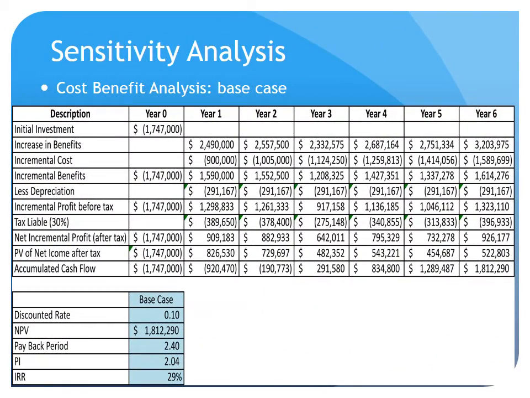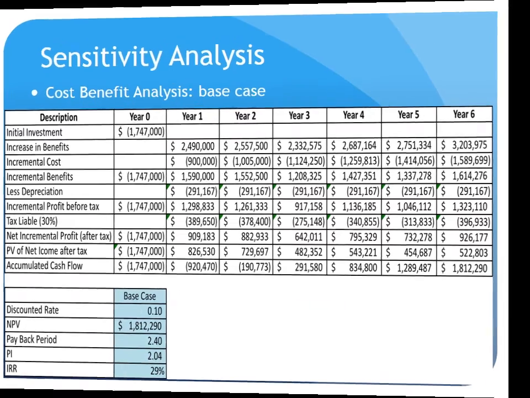Now I would like to move on to the sensitivity analysis. With the discount rate of 10%, the best case shows that the net present value is positive, the payback period is around 2.5 years, the internal rate of return is 29%, and the profitability index is 2.04. Thus, it indicates that the project is acceptable.